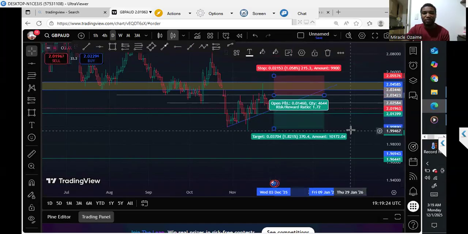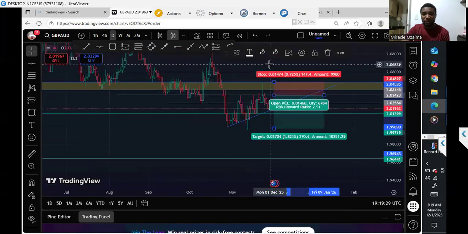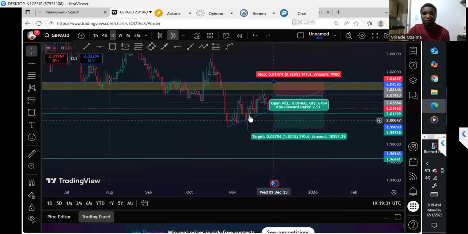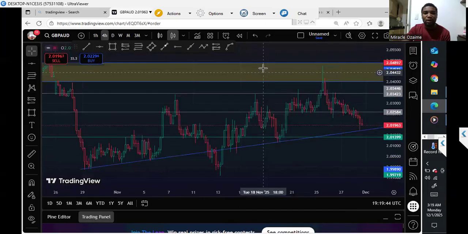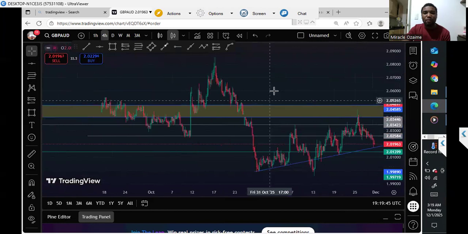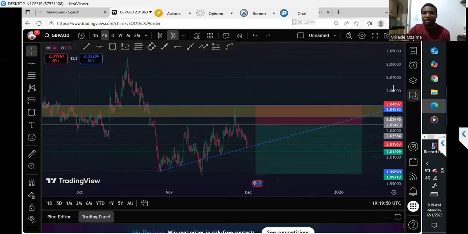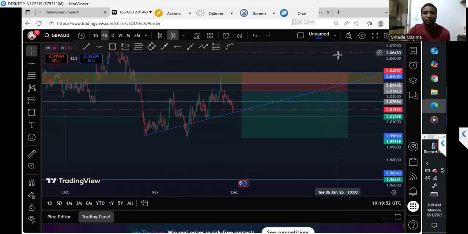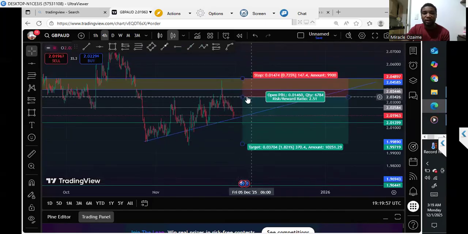I'm looking to sell the market from this region. My stop loss is going to be above the major zone here. Sell from this region or sell from this region. There are two areas the market is going to reject from. Either the market rejects from here. Why am I saying sell from the second region? Sometimes the market will come back to test this region for a shoulder level.